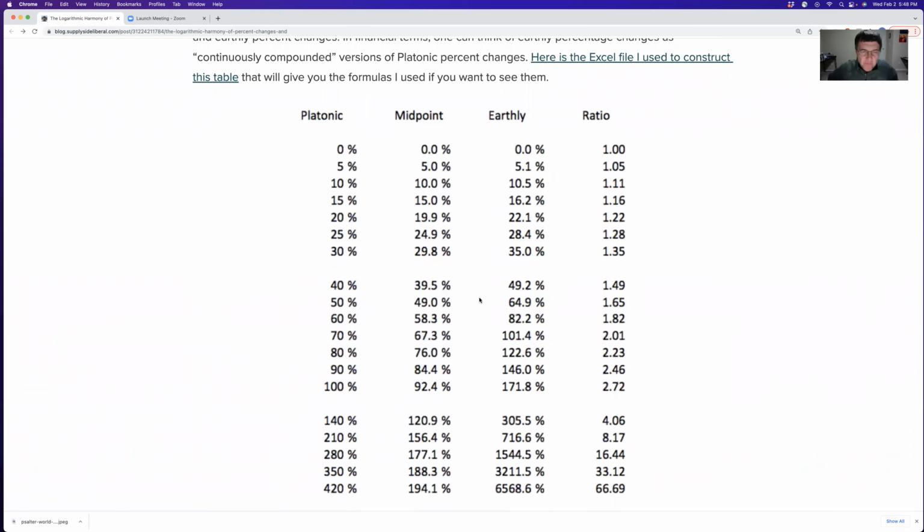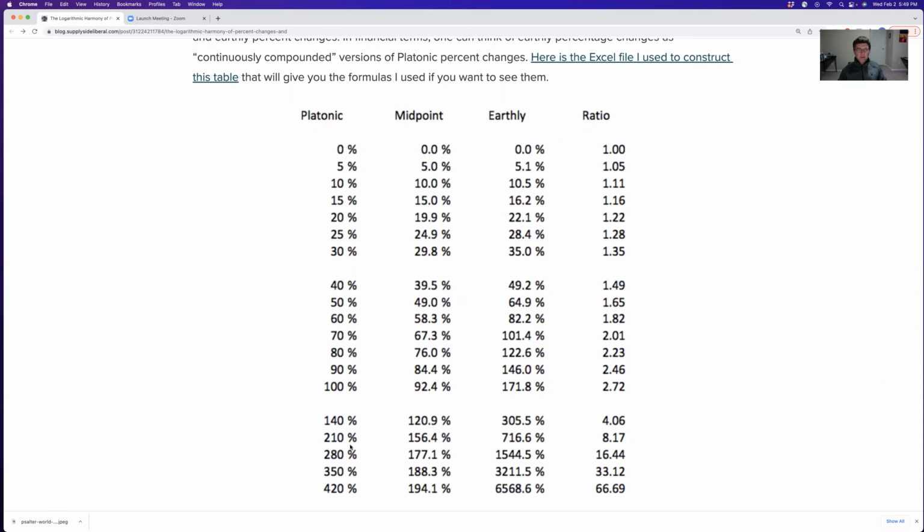So one thing to know is the rule of 70, which is that a 70% Platonic percent change is approximately a doubling. Now you can see it's not exactly a doubling, but in class, we're going to treat the 70% as if it were an exact doubling, even though in earthly percent change, an exact doubling would be a 100% increase. If you do the calculations, it's 101.4%, but we're going to approximate that as being an exact doubling.